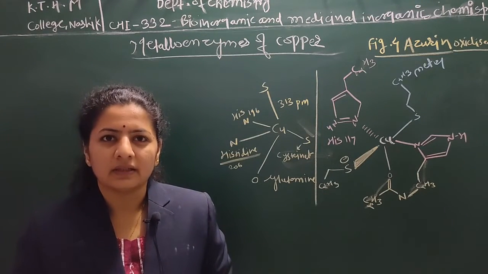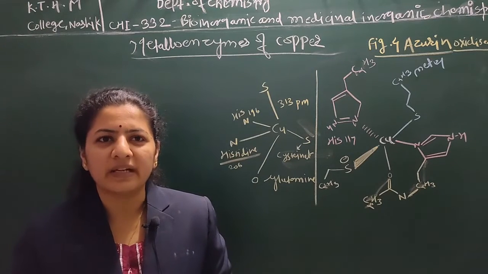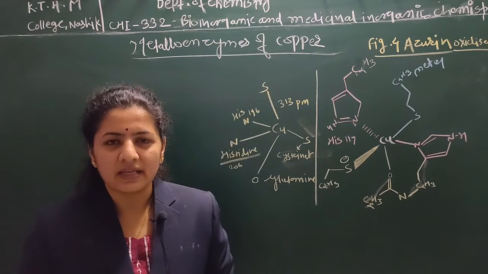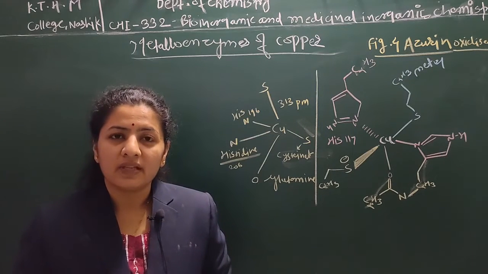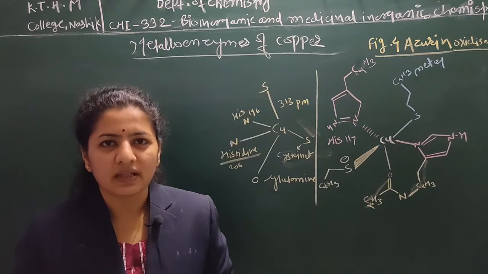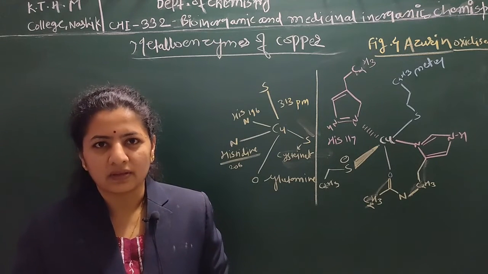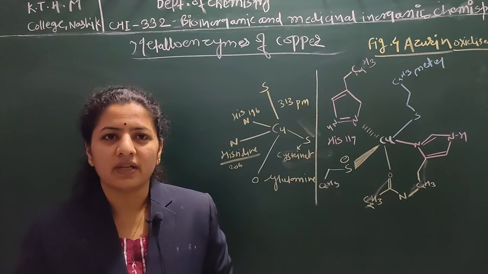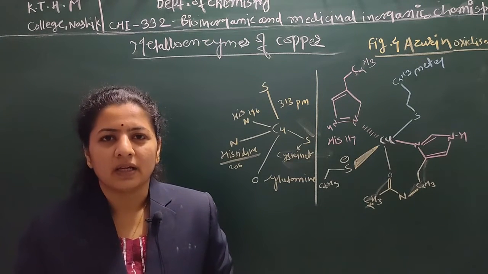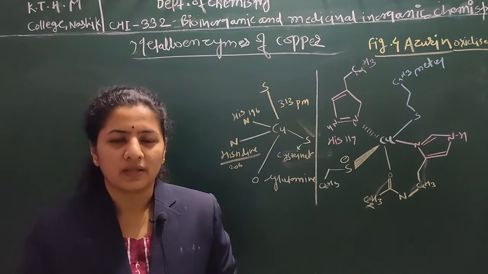Dear student, in this lecture we are going to discuss the metalloenzyme of copper, Azurin. We know that metalloenzymes are nothing but metal containing enzymes. Enzymes play very important and vital functions. As in the previous lecture we discussed the metalloenzymes of copper, that is type 1st, type 2nd and type 3rd copper proteins. Now in this lecture we will discuss the structure, enzymatic mechanism and function of Azurin.